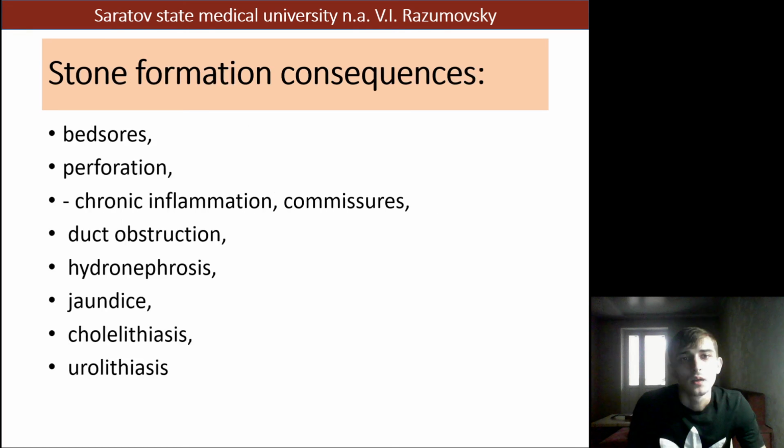Stone formation consequences, or outcomes of stones. Stones may lead to bed sores, perforation of organs, chronic inflammation, commissures, duct obstruction, hydronephrosis, jaundice, and urolithiasis.